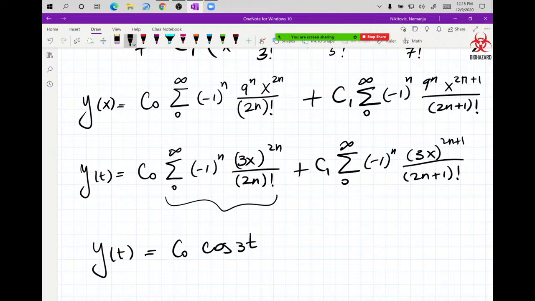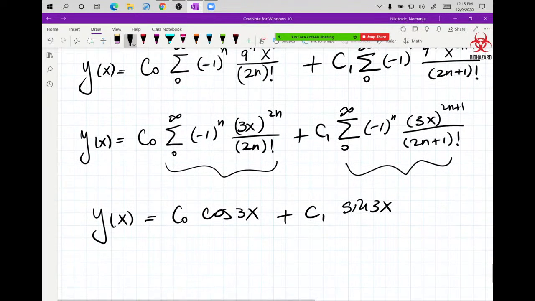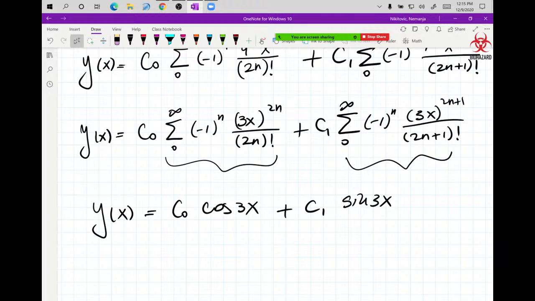y of x, y of x, y of x, cosine 3x, because I can't get t when x is in the power series, plus C1 sine 3x. That's it. There it is. Is this correct? Well, yes, because y double prime plus 9y equals 0 gives you r squared plus 9 equals 0, and r is equal to plus or minus 3i, right? So you know that those are the coefficients.